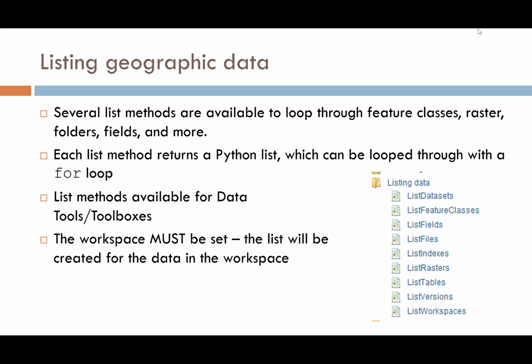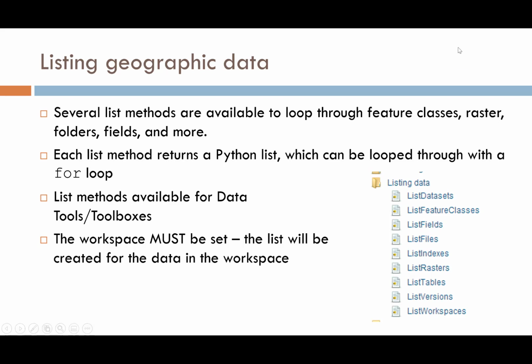So there are several, and they're listed here on the right. So you can list datasets, feature classes. The most common ones are feature classes, fields, rasters, tables, maybe workspaces. Workspaces would be nice if you wanted to do like a walk through and dig into the subfolders. So that's kind of a handy one for that. There are a lot of them available, but you probably won't use about half of them.